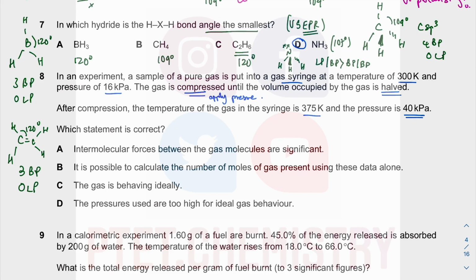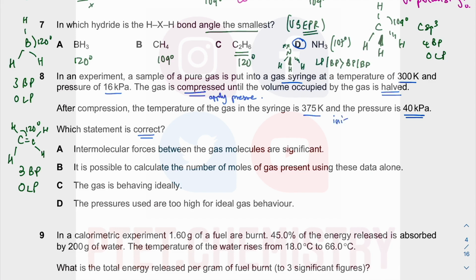So it's asking which statement is correct. Intermolecular forces between the gas molecules are significant. So if they are significant, then the gas will behave non-ideally. And it's possible to calculate the number of moles present using this data alone. Which statement is correct? So let's think about before and after.